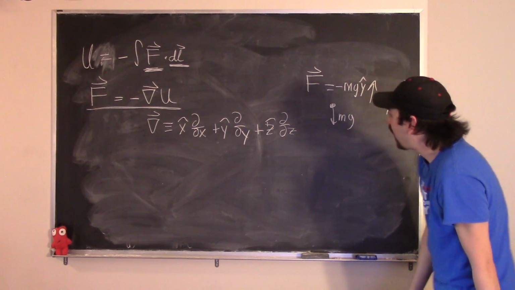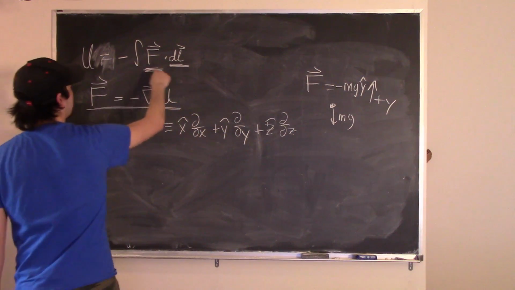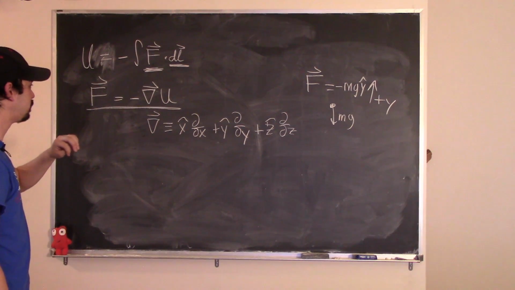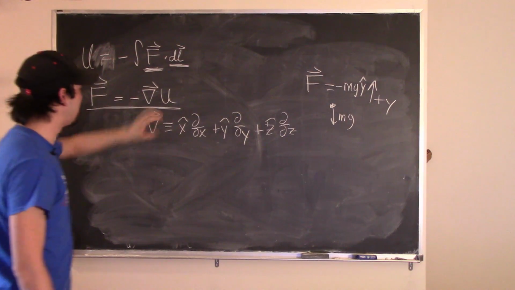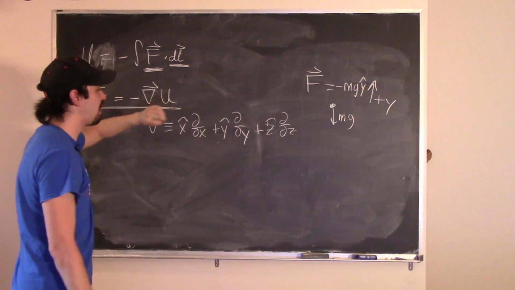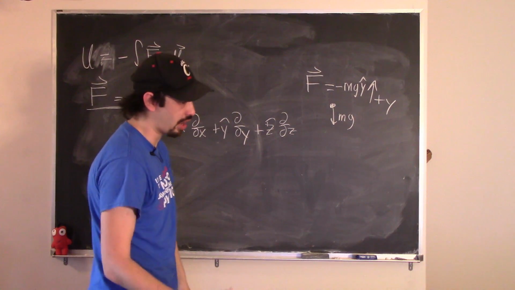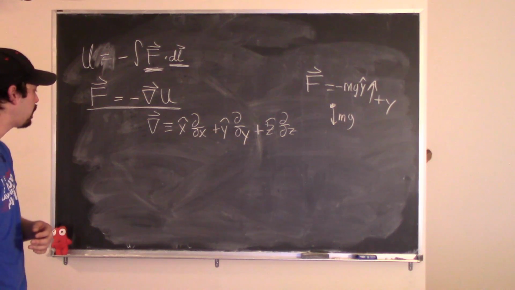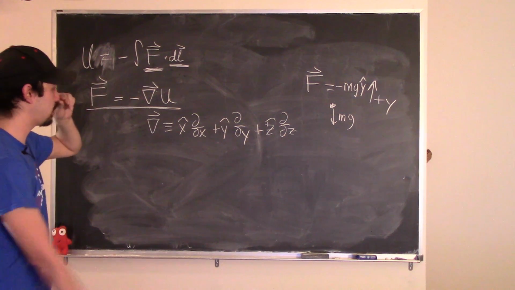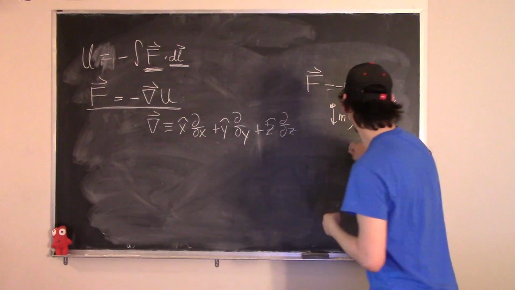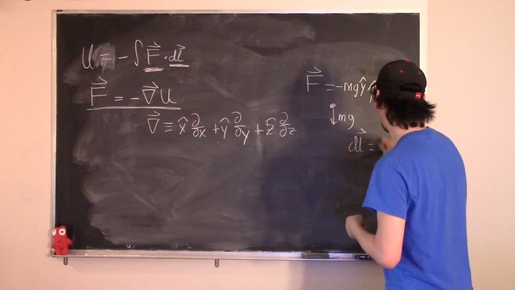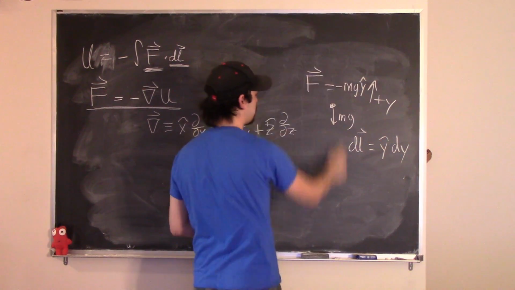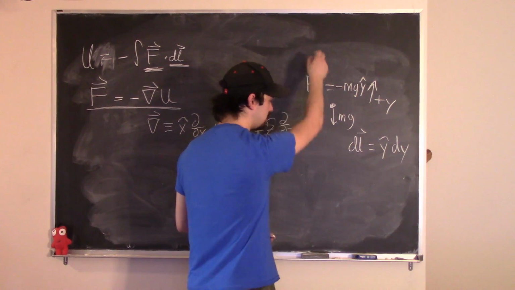So I have this f vector. I have this dl vector. Now dl vector is not something that we've used before. We've seen dl, but not a dl vector. The important thing about a dl vector is it's really the same thing as a dl, but it also has a direction that goes with it. So this dl vector in this case is just going to be y hat dy, because this is where I'm moving this charge, or sorry, this mass. I'm moving it up and down, ultimately.